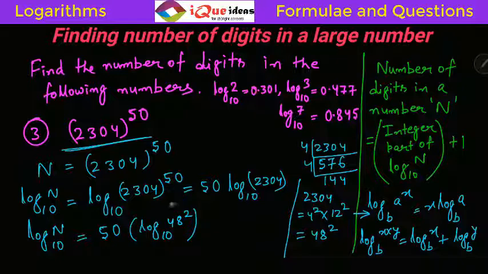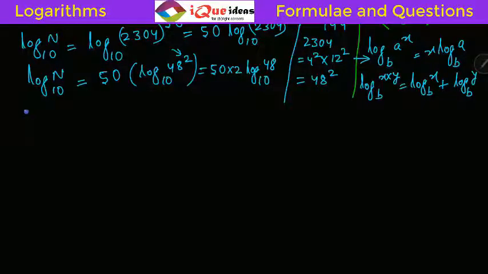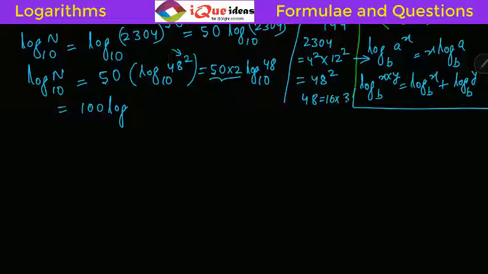Now from here, this 2 again will come out. So it will be 50 into 2 log 48 to the base 10. Alright. So now this is equal to, now 50 into 2 is 100. Now 48 is 16 into 3. Right, 48 is equal to 16 into 3, and 16 can be written as 2 raised to the power 4 into 3. So in place of 48, we will take 2 raised to the power 4 into 3 to the base 10.